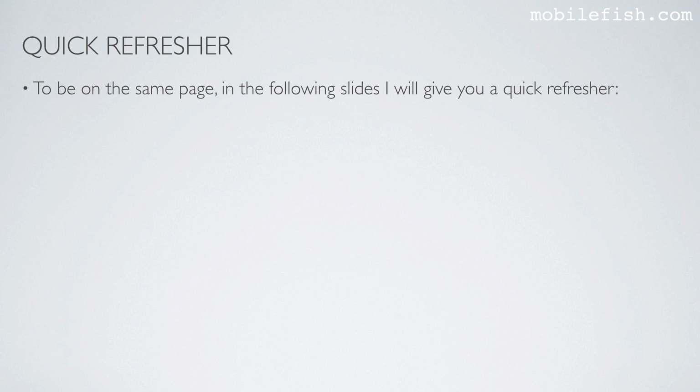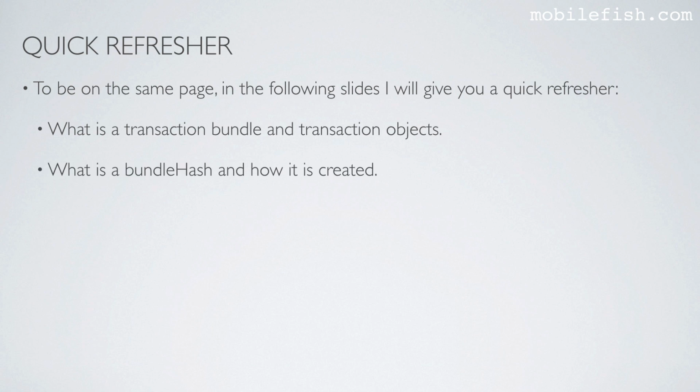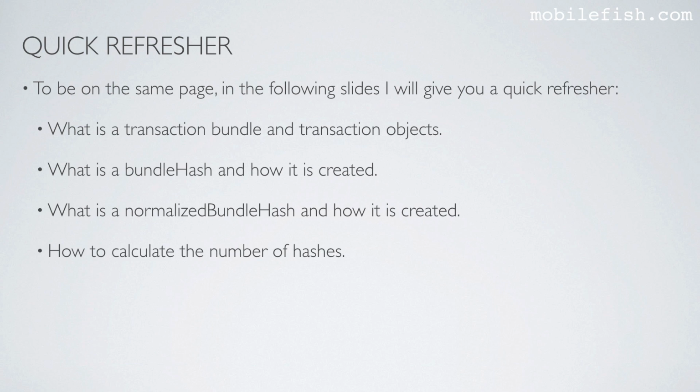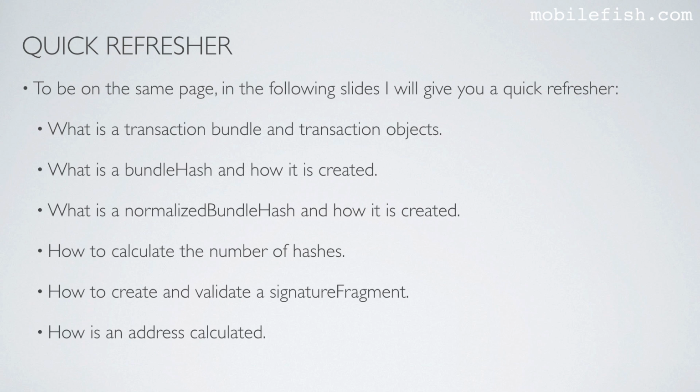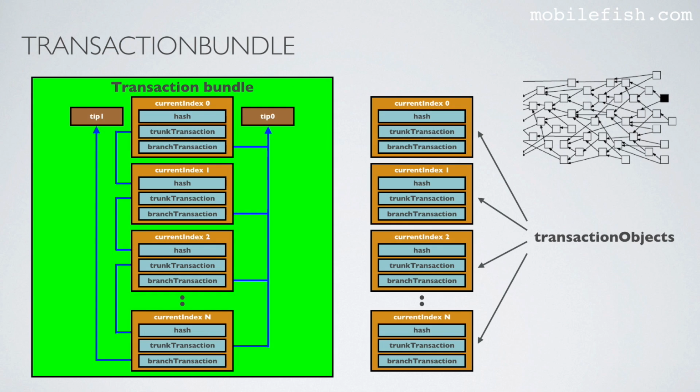To be on the same page, in the following slides I will give you a quick refresher. What is a transaction bundle and transaction objects? What is a bundle hash and how it is created? What is a normalized bundle hash and how it is created? How to calculate the number of hashes? How to create and validate a signature fragment? And how is an address calculated? So let's start with the transaction bundle.